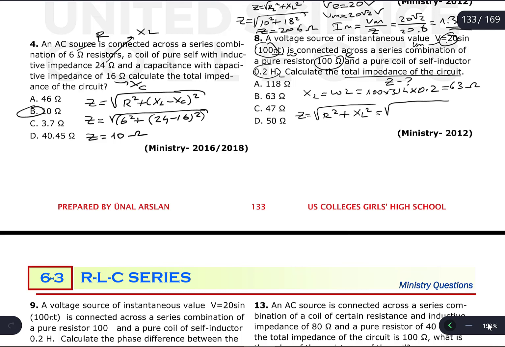So XL squared, I will insert in here. R is 100, squared. XL is 63 squared, then get the square root. 100 squared plus 63 squared, get the square root of the answer. Result is 118. So Z is going to be 118 ohm, so A is the correct answer.